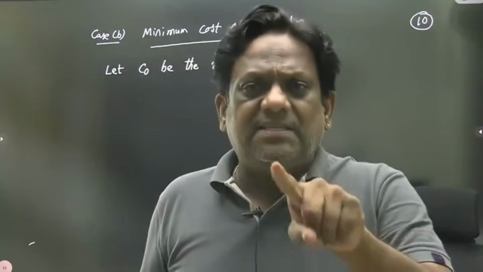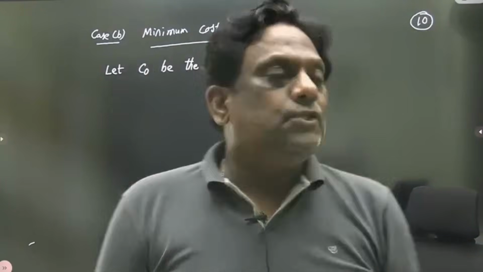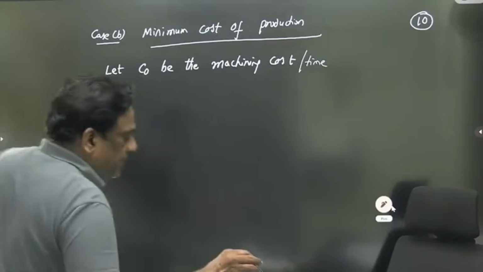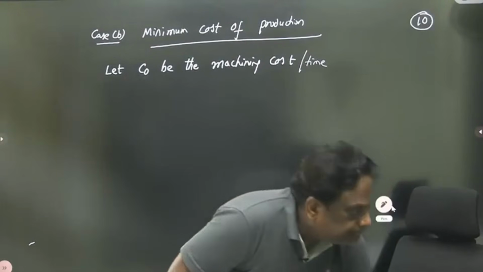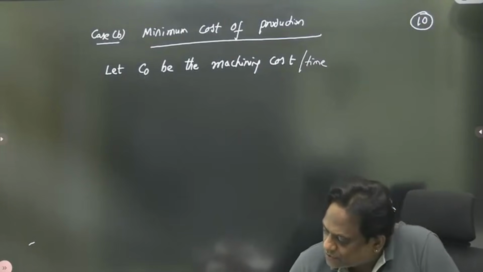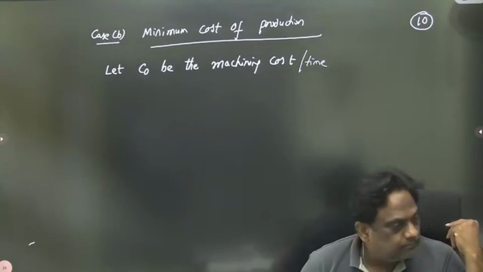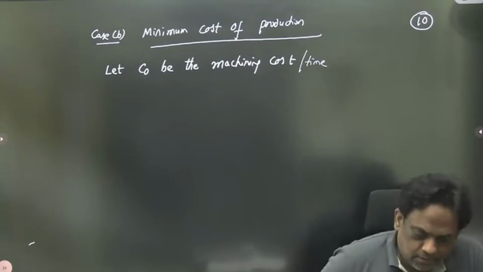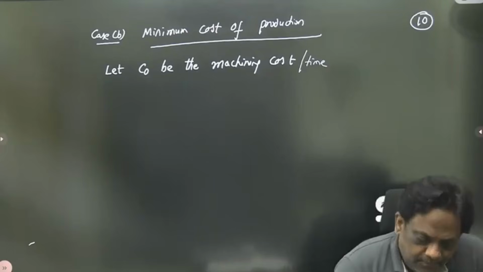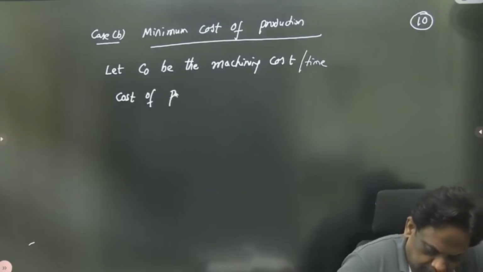For 1 minute he is charging C naught. For TH minutes it will be C naught into TH. So was the first cost understood by everyone? Is the first cost clear, sir? No, okay. Now I'll write very clearly. Cost of, one second.